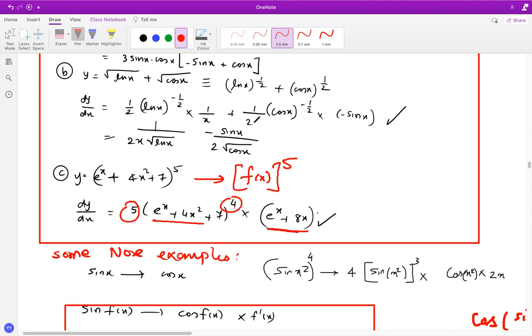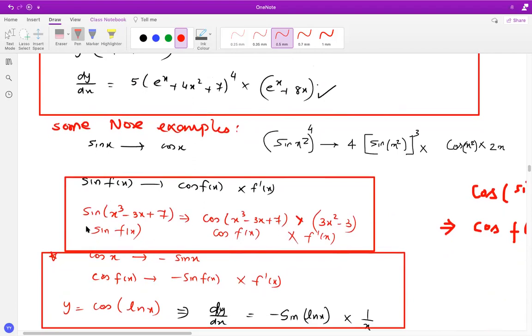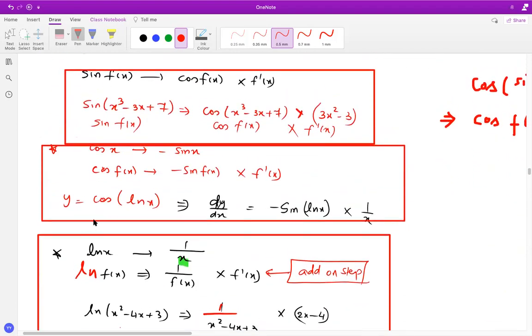Now, coming to the practice on the next type of questions, which is like sine, cos, and ln and all. Here are some more examples that we can go through. As we know, the derivative of sine f x is cos f x times f dash x. So if we have, let's say, sine of x cubed minus 3x plus 7, it's going to be cos of f x times f dash x, which is the derivative of this. So that's how you basically get the chain rule.